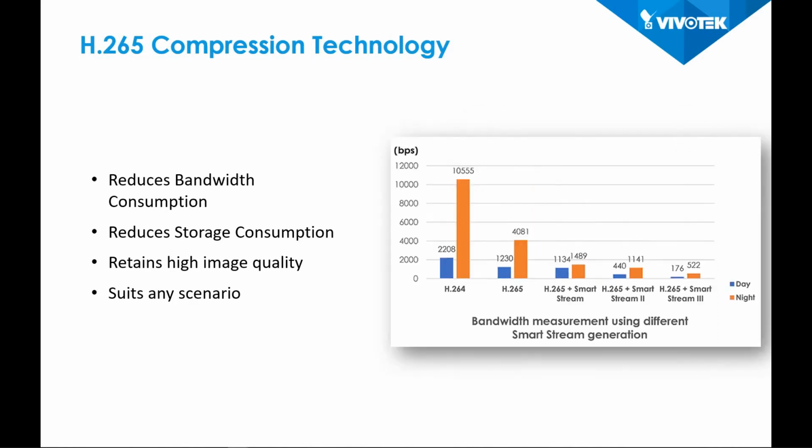And then if you combine it with VIVOTEK's Smart Stream technology, you can get even more savings in your bandwidth, up to 90% using H.265 with Smart Stream 3.